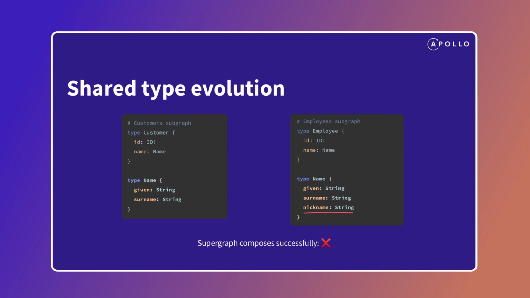If a team wanted to introduce a change to a value type, a shared type like this name field, that change actually breaks composition and you're not able to move forward until all the subgraphs agree upon this change. This is really important for making the APIs really predictable, because if we allowed this change to be made, and someone then tried to fetch the customer's nickname, which doesn't exist in their subgraph, that would be a hard failure and lead to some unpredictable side effects.